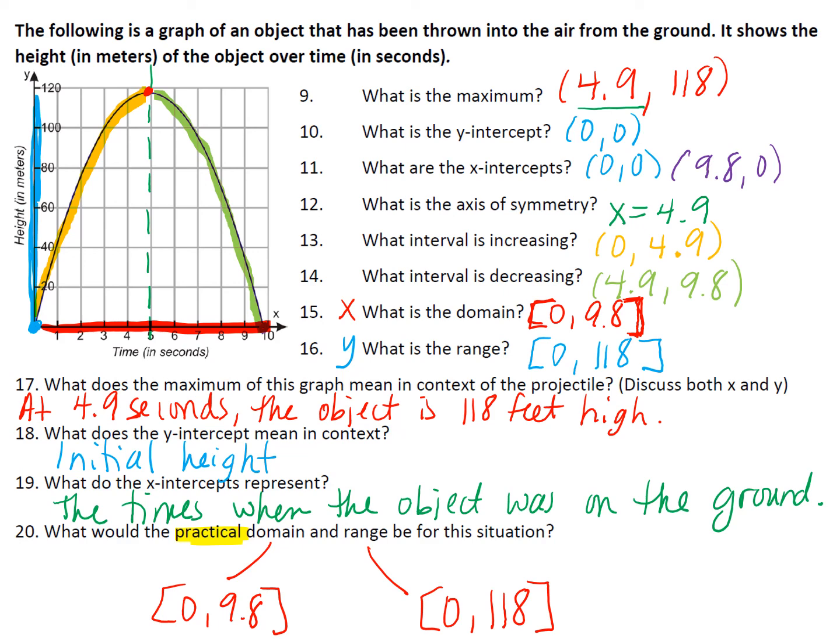Again, if we were looking at that graph and we did not change our window, we could see negative numbers for our domain and for our range, but that would not be practical because we know there is no such thing as negative time or a negative height.